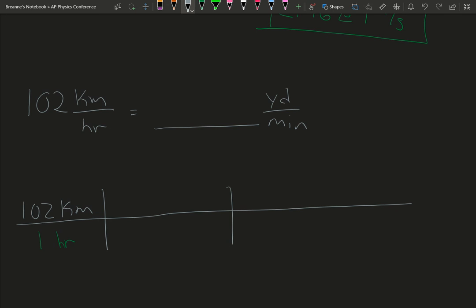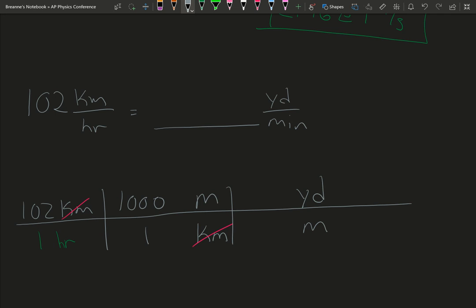So let's focus on kilometers. So again, let's go back to the base. We don't want kilometers, so kilometers needs to go on the bottom so it cancels out. Let's go back to meters. So for 1 kilometer, that is 1,000 meters. Causes our kilometers to cancel out. But we don't want meters, we want yards. So meters needs to go down to the bottom, and we want yards.